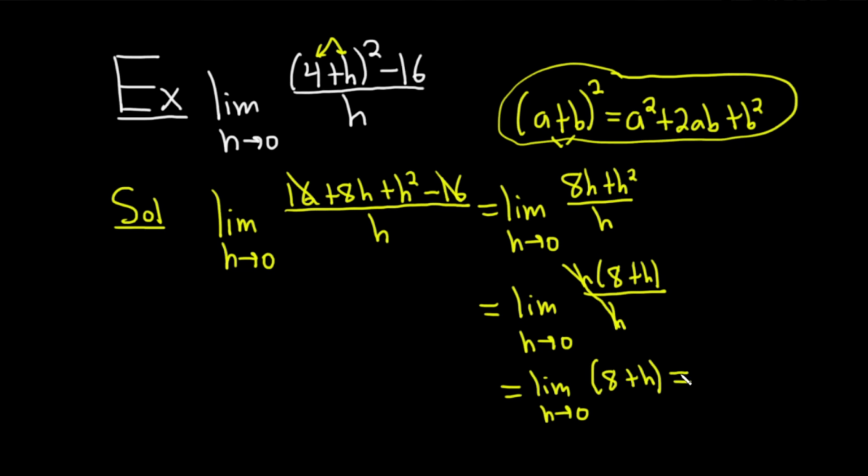And so now this is where we drop the limit sign. You take the number and you plug it in. So pretty. 8 plus 0 equal to 8. What a beautiful problem. Really nice. And that would be the answer.